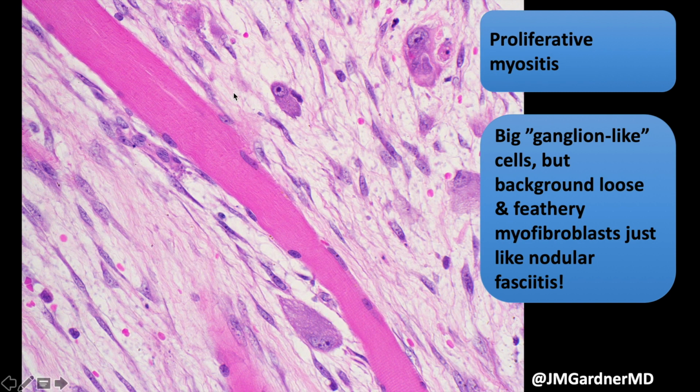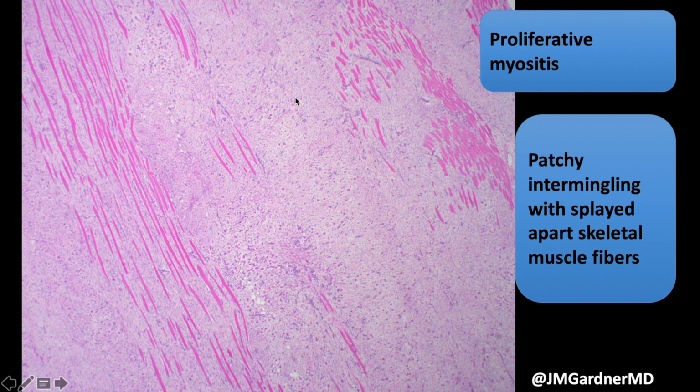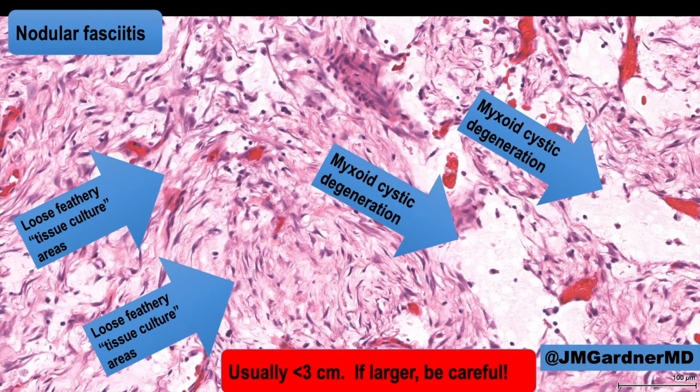What's really helpful is if you see these skeletal muscle fibers suspended in the loose fasciitis background and then the scattered ganglion-like cells. This pattern of patchy intermingling of splayed apart, sometimes atrophic skeletal muscle with intervening stuff that looks like fasciitis with all these scattered ganglion-like cells, to me is a very reassuring pattern from low power. This pattern is very reassuring for proliferative myositis. So again, start at the low power. Don't go straight to high power. You're going to freak yourself out when you look at these.